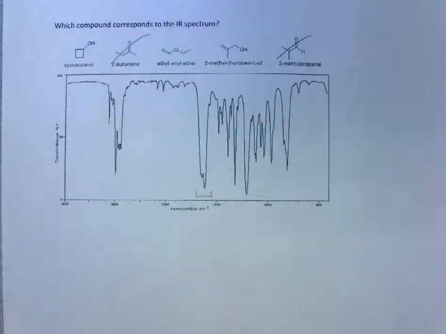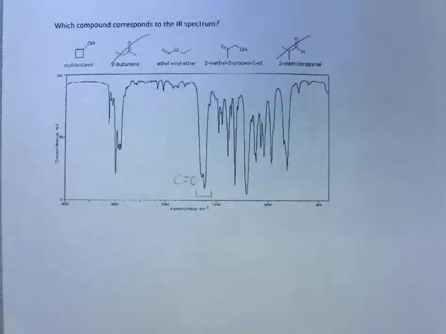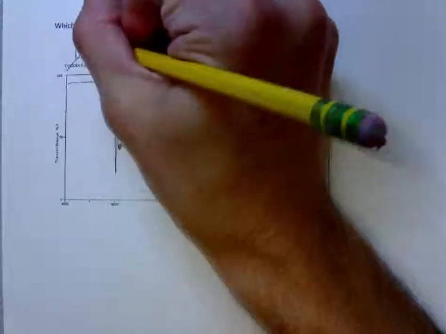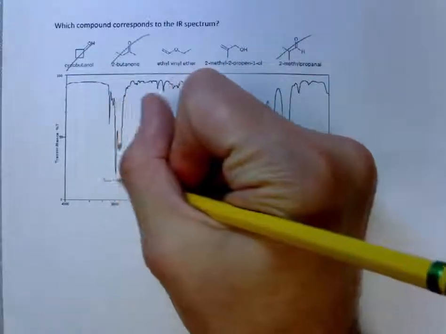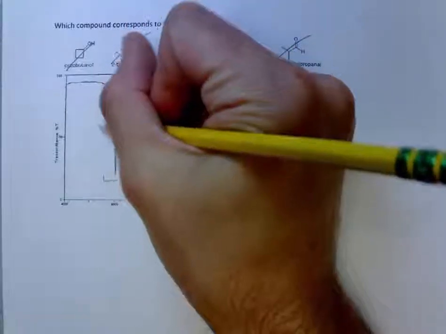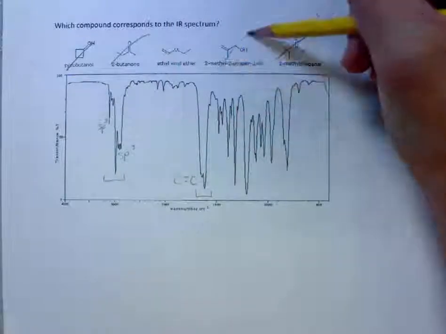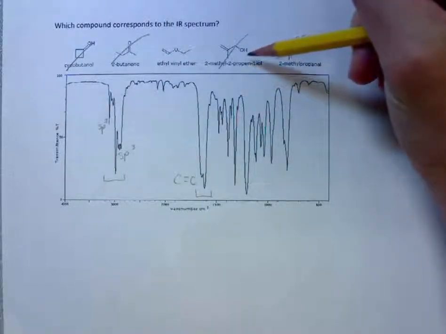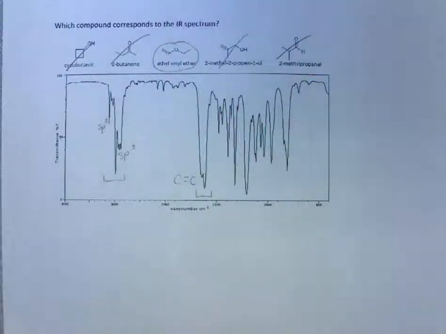And if we look closer at this peak, this is going to be a carbon-carbon double bond. That means we can eliminate the first compound. For this peak here, this is going to be sp2 and sp3 peaks. So this is not going to correspond with this compound here because there is no OH peak. That leaves ethyl vinyl ether as the correct answer.